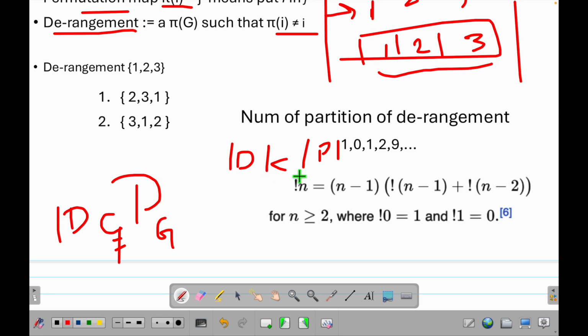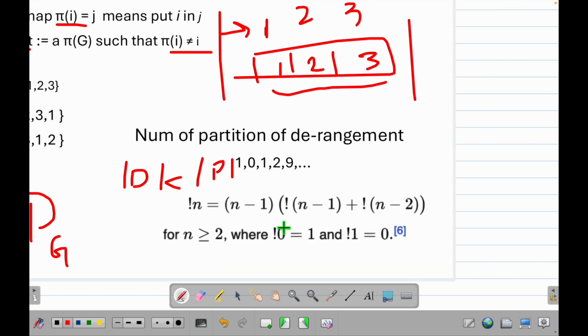And what's the formula of counting how many of this? It's something that looks like this. What the heck is this? Okay, so for those who know factorial, 3 factorial is 3 times 2 times 1. Now the new thing: I put the factorial symbol in front. This gives you the partition. What's that?